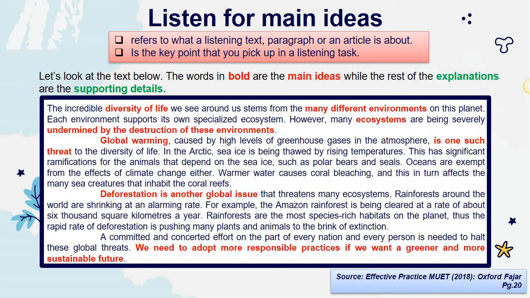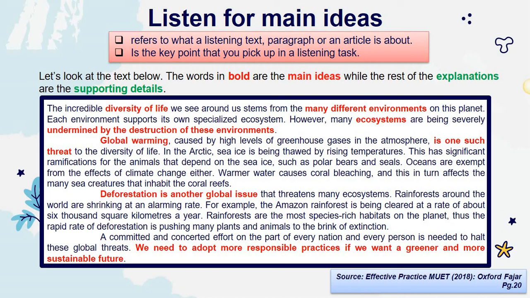So in this paragraph, the main idea is global warming. The remaining sentences refer to the supporting details. Now the third paragraph, listen to this.